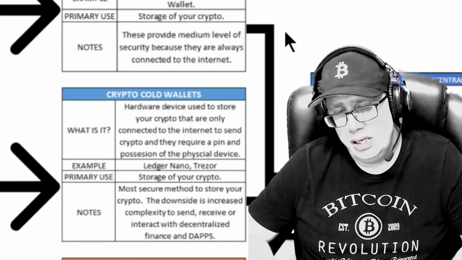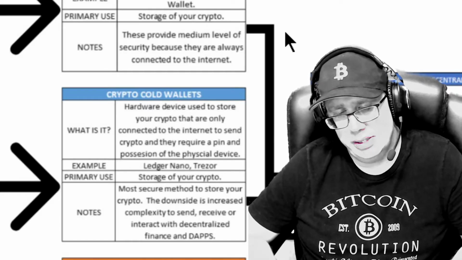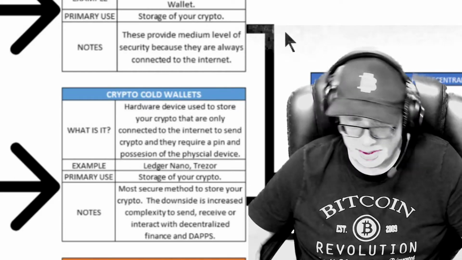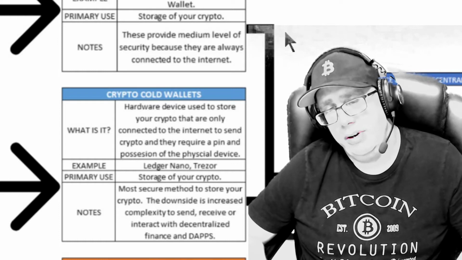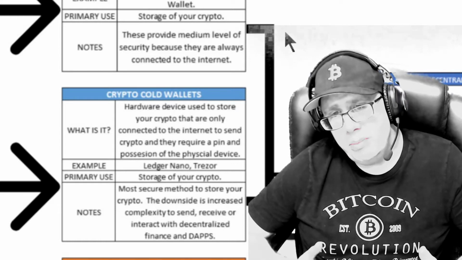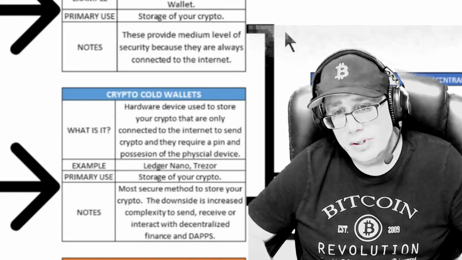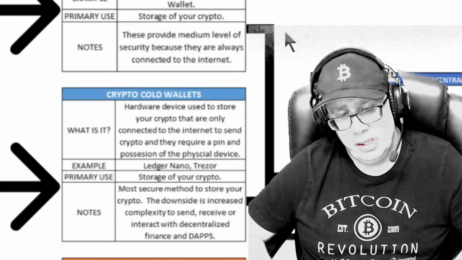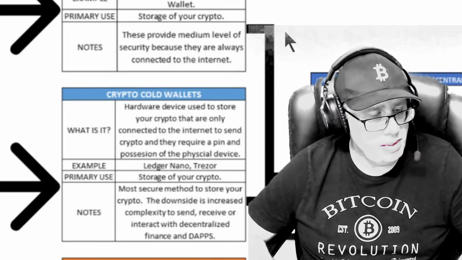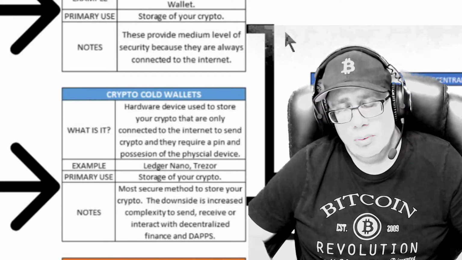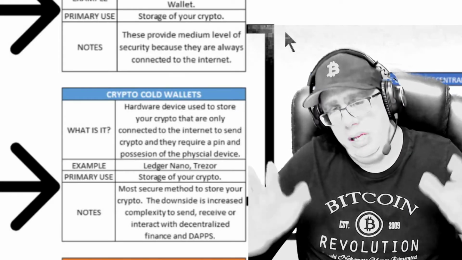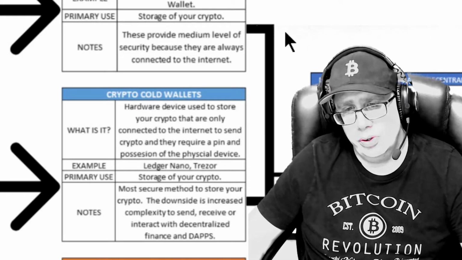But let me note, it does increase complexity when you go to interact, because you've got to put a PIN in, you have to have it connected to the USB, etc. But I do recommend a Ledger or a Trezor. I'll have links down below if you're serious about storing your crypto. The first time using it, it may be a little confusing, but once you've done a couple transactions on it, you'll realize it's really not so hard to use.